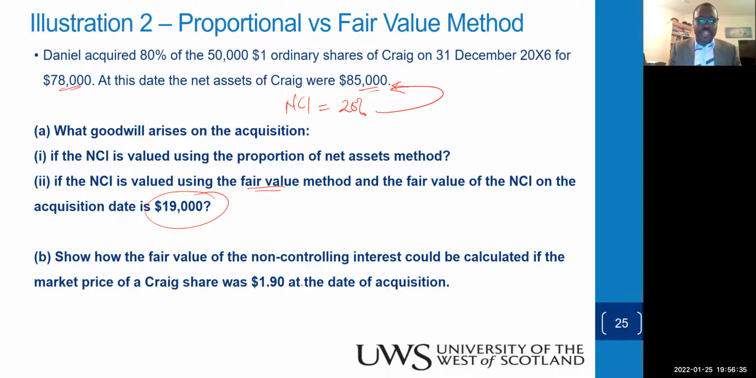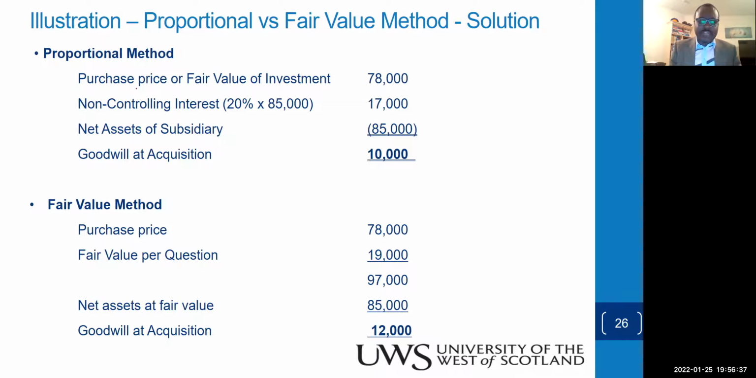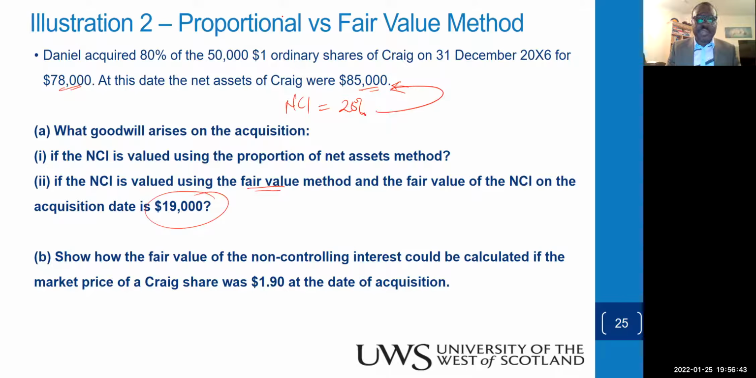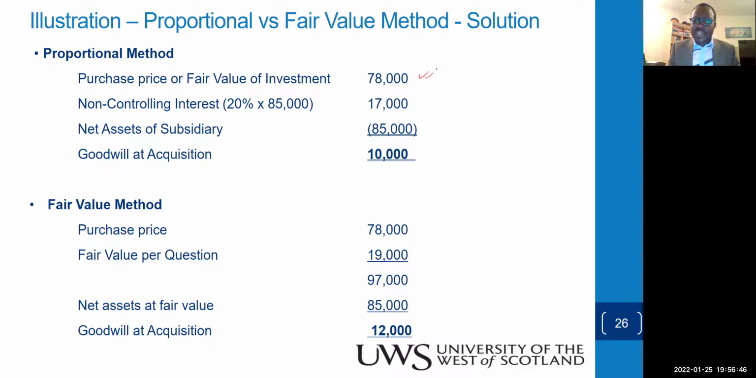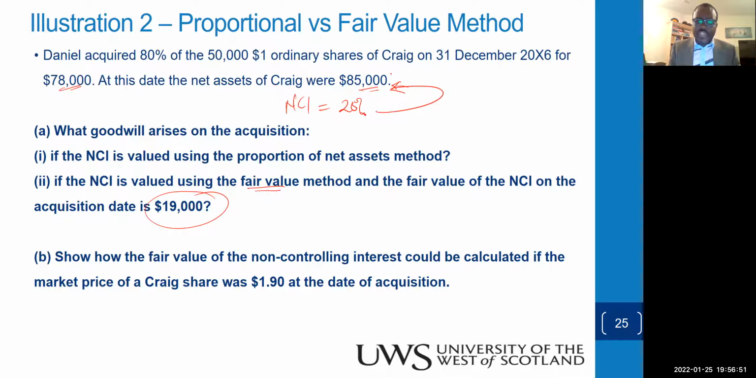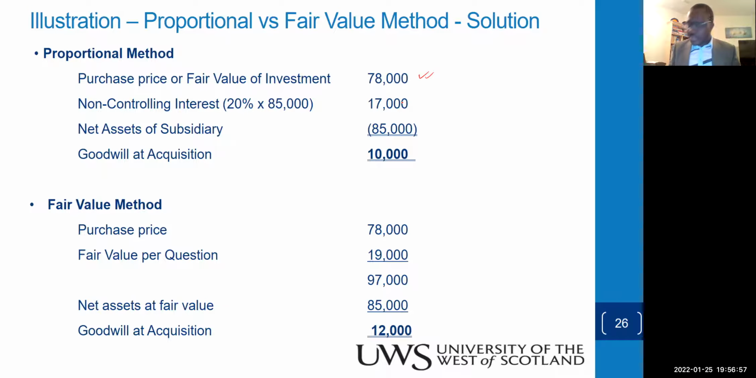So now let's move on to the first part, A. We are told that the fair value of what Daniel paid for the acquisition was 78. Now, NCI's value in terms of proportionate share is 20% of the net assets of the subsidiary, which gives us 17,000. So 0.2 of 85 gives us 17,000. Then we subtract the total identifiable net assets of the subsidiary at fair value, which is 85, and we get a goodwill on acquisition of 10,000.